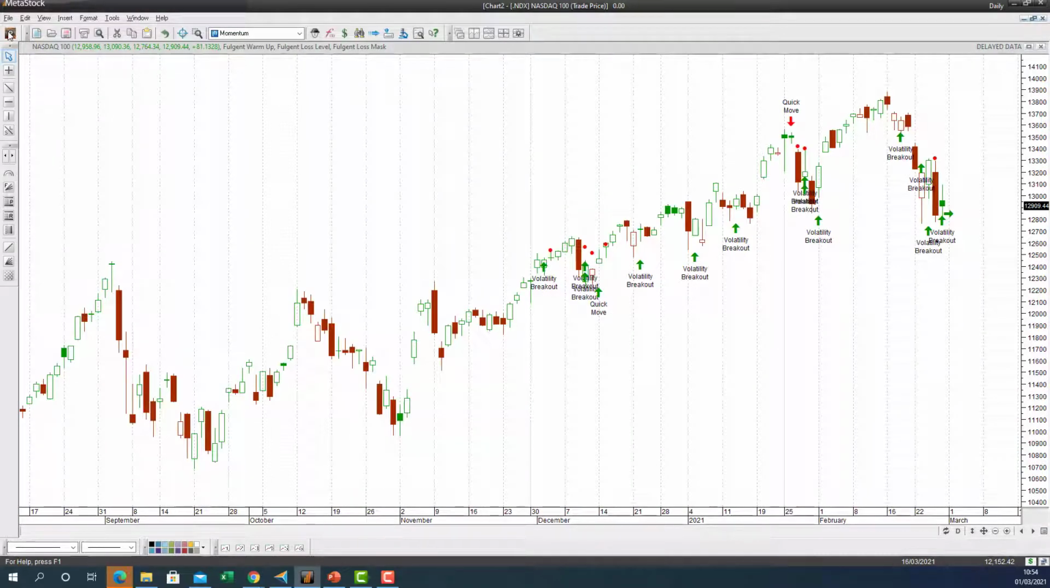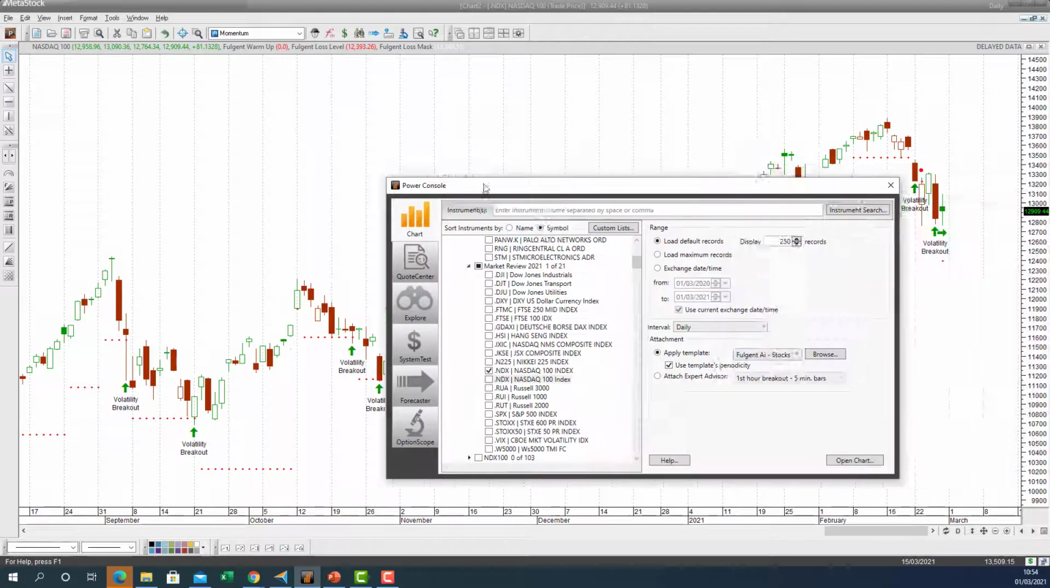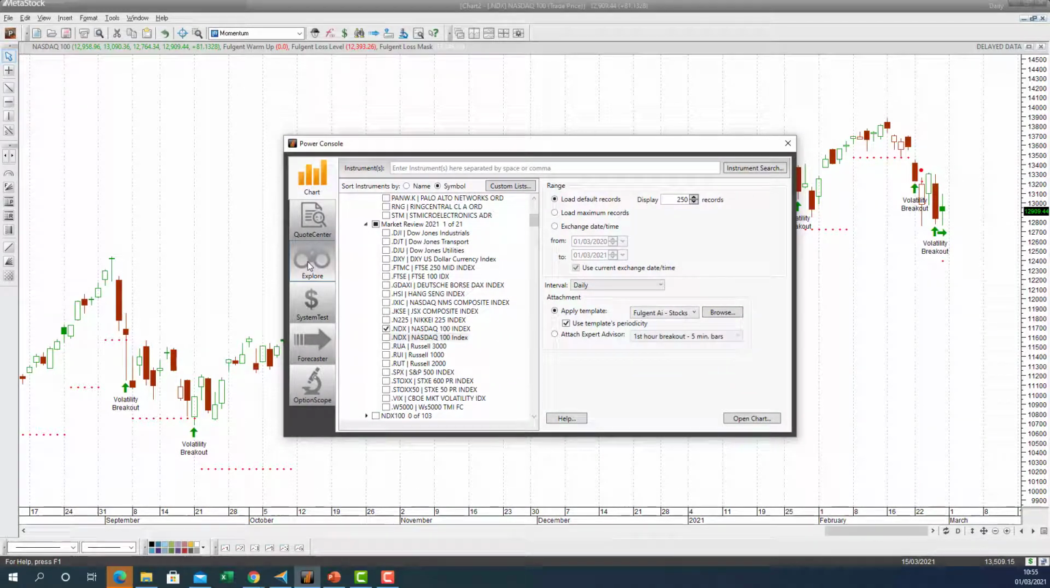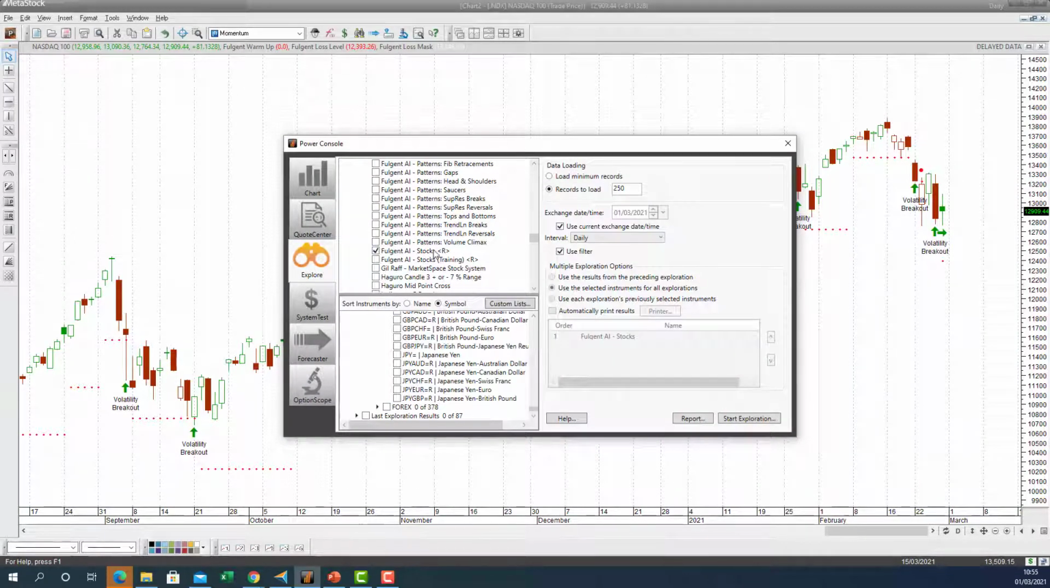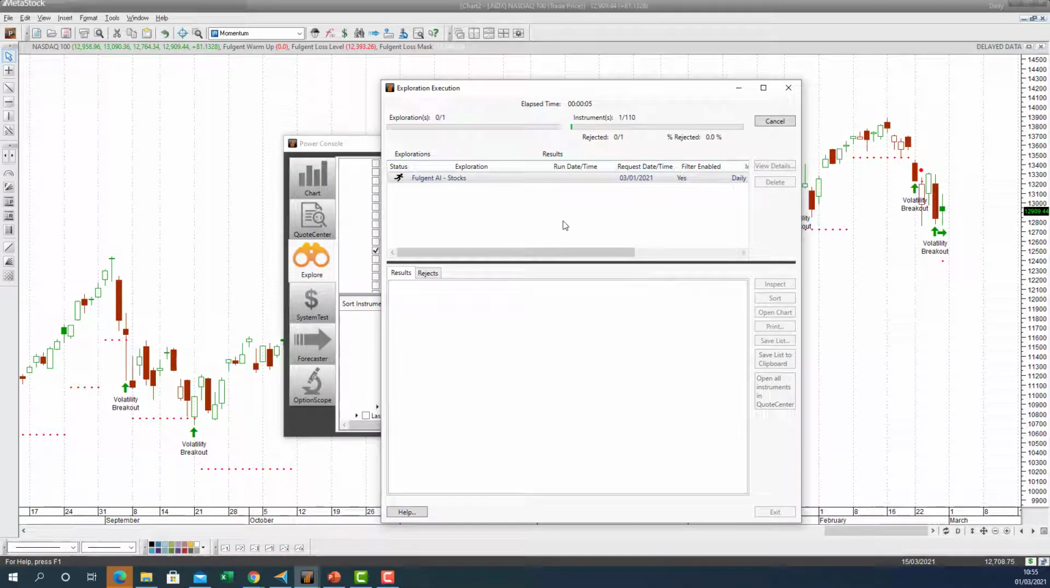But now let's go look at the Nasdaq 100 index constituents, and I've got the Fulgent AI. I'm going to go to the Explorer. I've got the Fulgent AI selected. I've also got the Nasdaq 100 index members selected. Let me just scroll up here. There we go. So I've got all the Nasdaq 100 members here, and now I'm going to start the exploration. It'll take a few minutes to run. I will be back after the screen's finished.